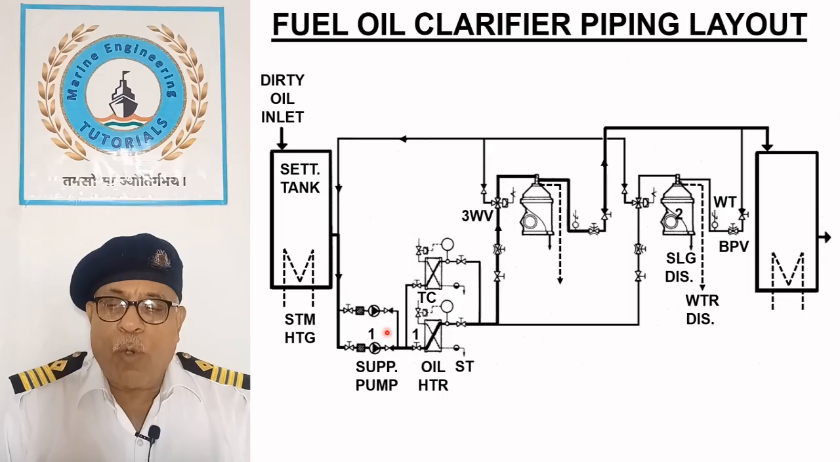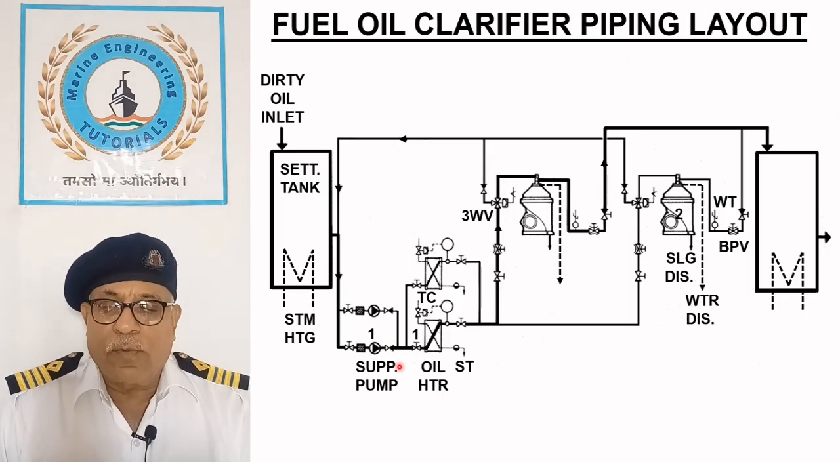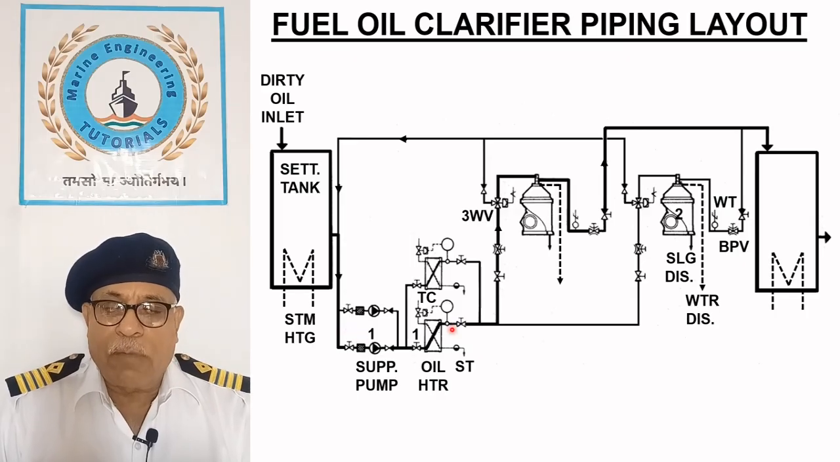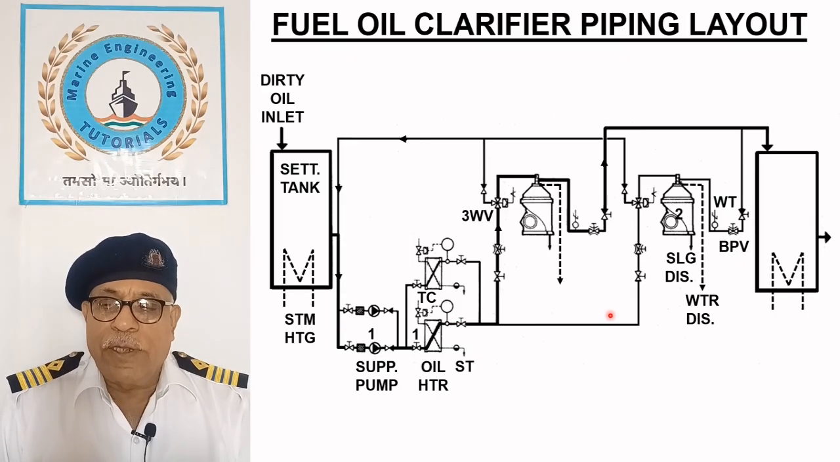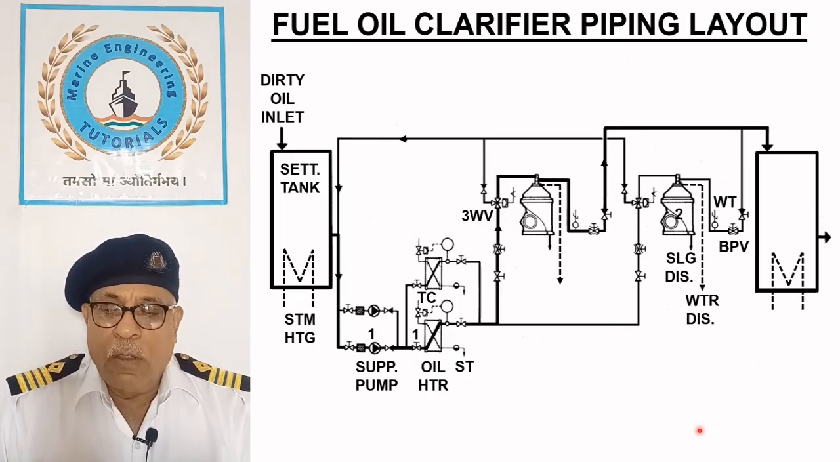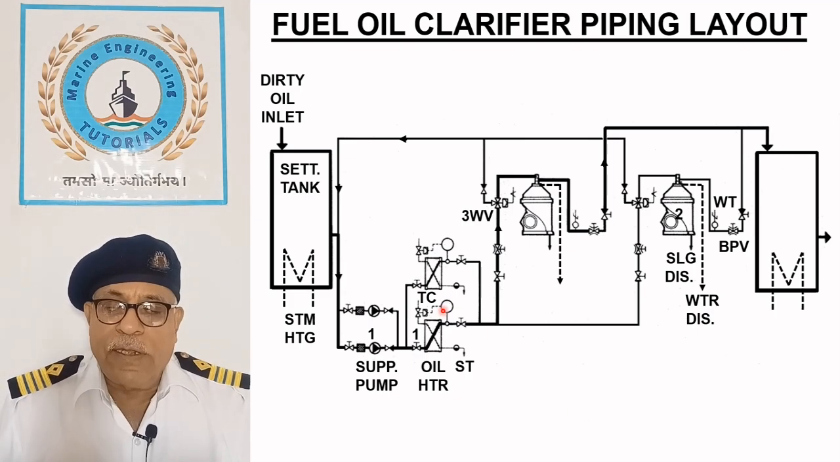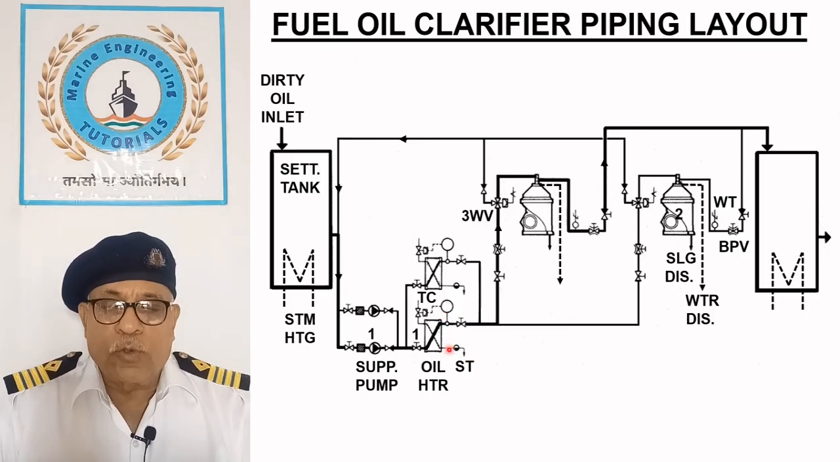Fuel oil supply pump number 1 takes suction from settling tank and discharges oil to fuel oil heater number 1. The oil is heated by steam and its temperature is automatically controlled by temperature controller TC. The condensate is returned to the hot well through the steam trap ST. The oil is kept in circulation through a three-way valve 3WV via the recirculation line.